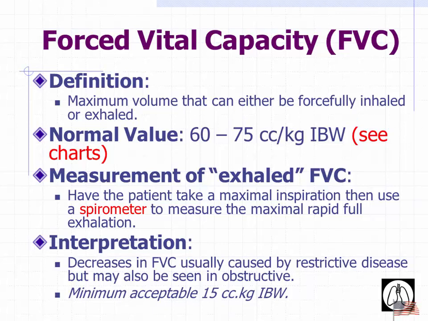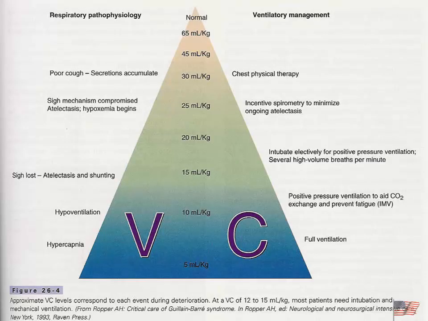And the decreases could be caused by either obstructive or restrictive. That's why we don't use that as the first step in our evaluation. Minimal acceptable, again, is at 15, as we've talked about.